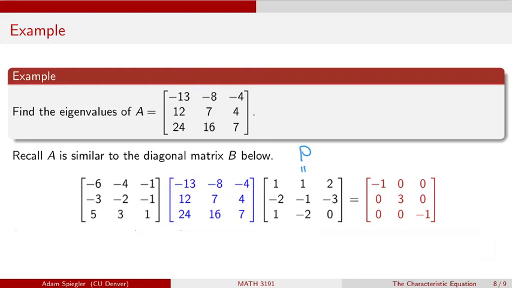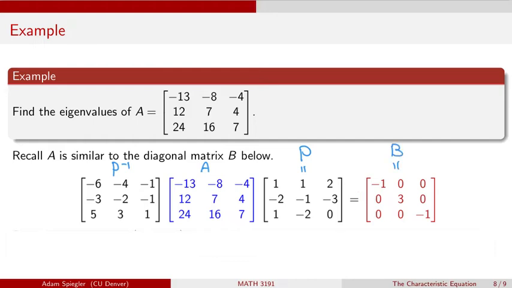where the first column is 1, minus 2, 1. The second column is 1, minus 1, minus 2. And the third column is 2, minus 3, 0. So that when we take matrix A and we multiply on the left by the inverse of P and on the right by P, that gives us this diagonal matrix, which is B.